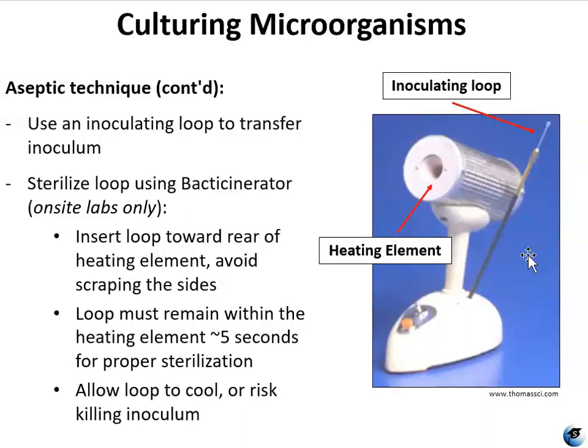You do still need to know how a bactincinerator is used. You would insert a metal loop into the heating element. You want to avoid scraping the sides, so you just push the loop in there towards the back and try not to scrape the sides, and then you hold that loop in the heating element for at least 5 seconds, but you don't want to hold it in there longer than about 10 seconds because you can actually melt the loop. These bactincinerators get up to about 400 degrees Celsius, so you can melt a metal loop in there. So about 5 seconds, no more than 10 seconds.